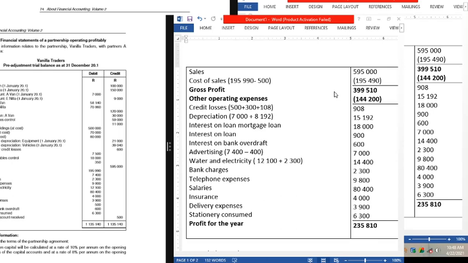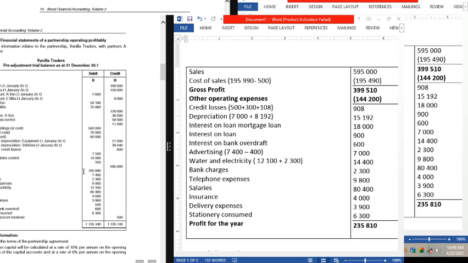And now the second entry we have is cost of sales. Remember, the formula to get gross profit is sales minus cost of sales. So the amount which we get as our total cost of sales will be subtracted from our sales amount. For our cost of sales, we have 195,990. That is the total of it. Let's go to the trial balance to check it out.